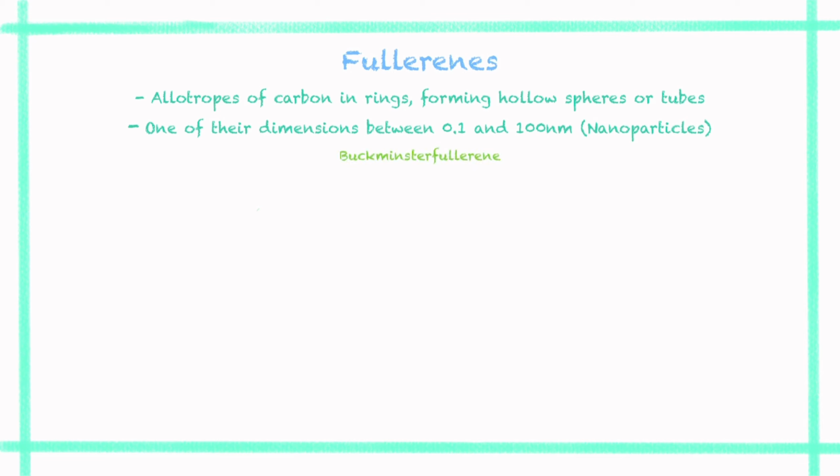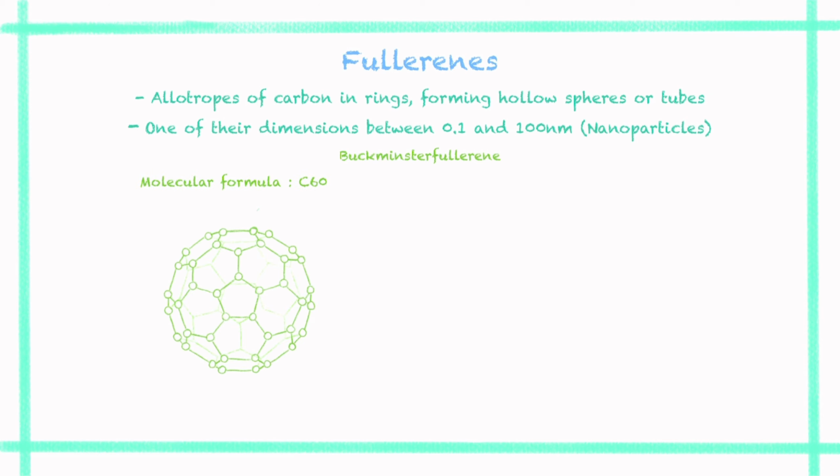Buckminsterfullerene is the first type of fullerene discovered. It has a molecular formula of C60 and the shape of a football. It has carbon atoms located in corners of 20 hexagons and 12 pentagons.